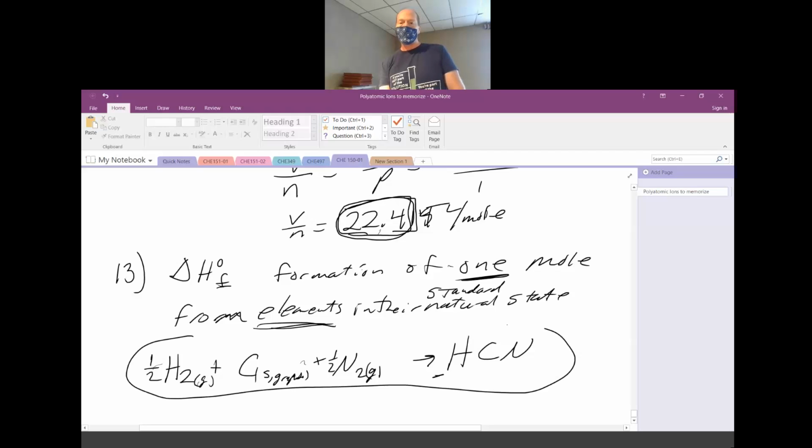This can be a very simple question if you know the definition, or impossible if you don't. So you've got to form 1 mole. It has to be 1 mole, not more than 1 mole, from elements in their natural state. Hydrogen, carbon, and nitrogen are the elements in HCN. And that is your delta H naught formation.